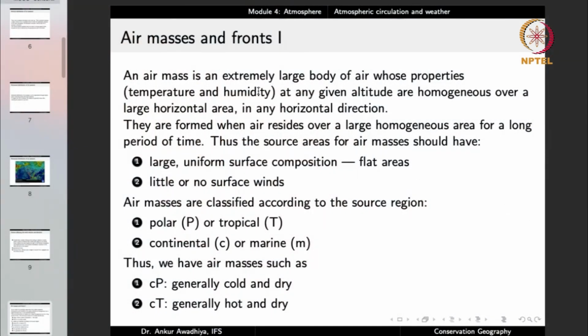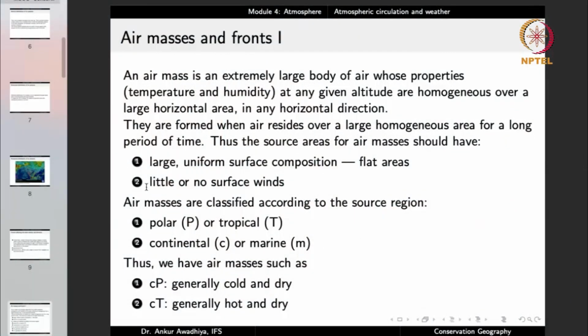And if the surface is homogeneous, then the air mass will also be having a homogeneous characteristic, typically in respect of temperature and humidity. Air masses are formed when air resides over a large homogeneous area for a long period of time. So the source areas for air masses should have large and uniform surface composition, essentially flat areas. So they are large areas because air masses are large in size, and they are uniform so that the whole of the air mass gets a uniform characteristic, especially in terms of temperature and humidity.